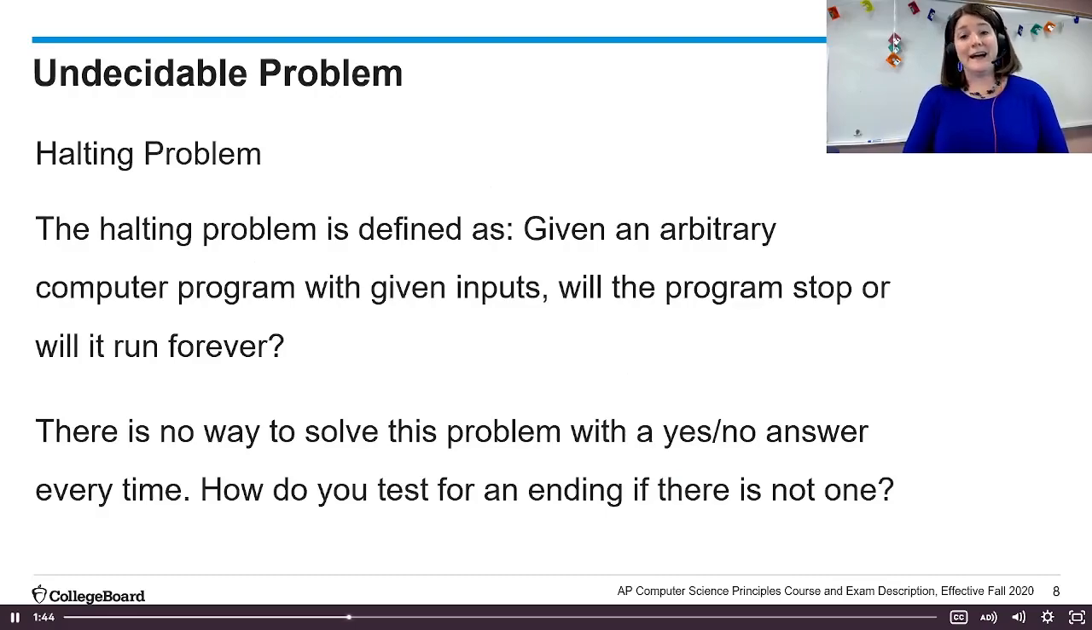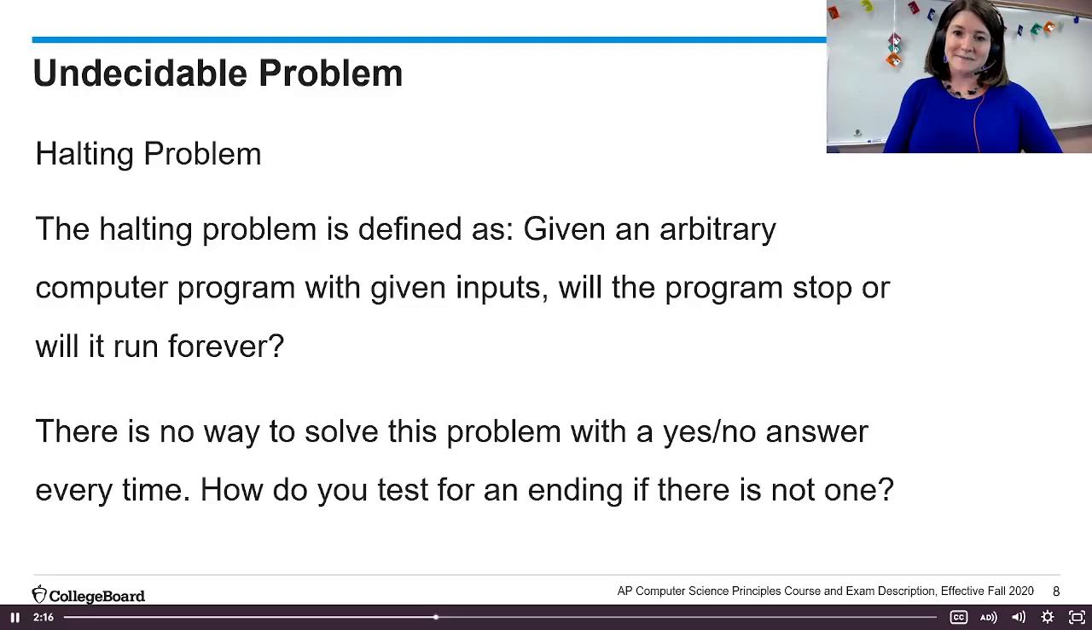So how about an undecidable problem? Here is an example, the halting problem. The halting problem is defined as: given an arbitrary computer program with given inputs, will the program stop or will it run forever? If you have worked with loops, then you probably have run into a program that doesn't stop. There is no way to solve this problem with a yes/no answer every time. How do you test for an ending if there is not one? And that's what happens when a program runs forever.